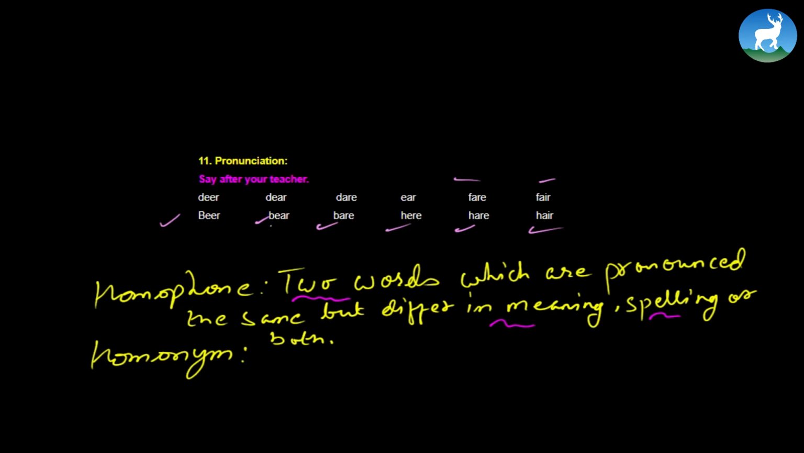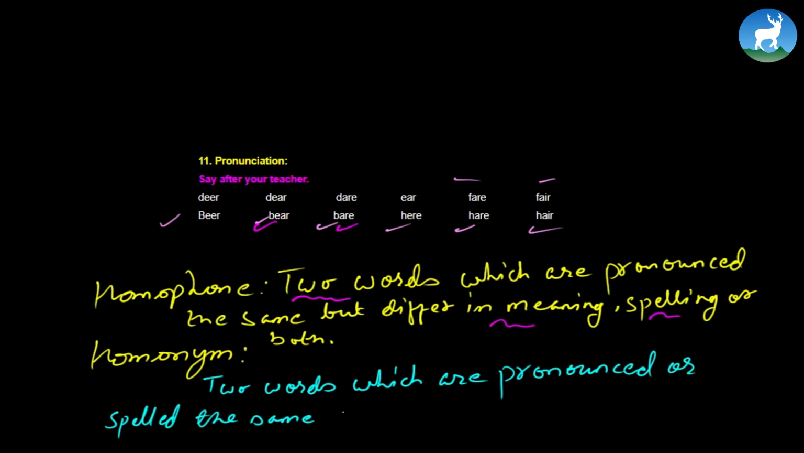For instance, bear, this bear, and this bear. Look at that, B-E-A-R and B-A-R-E. They're pronounced the same, but their spelling is different, and of course their meaning is different. And how about homonym then? What do you know about homonym? Homonyms are two words that are pronounced the same, spelled the same, but have different meanings. In this case, here we just have homophones, by the way.